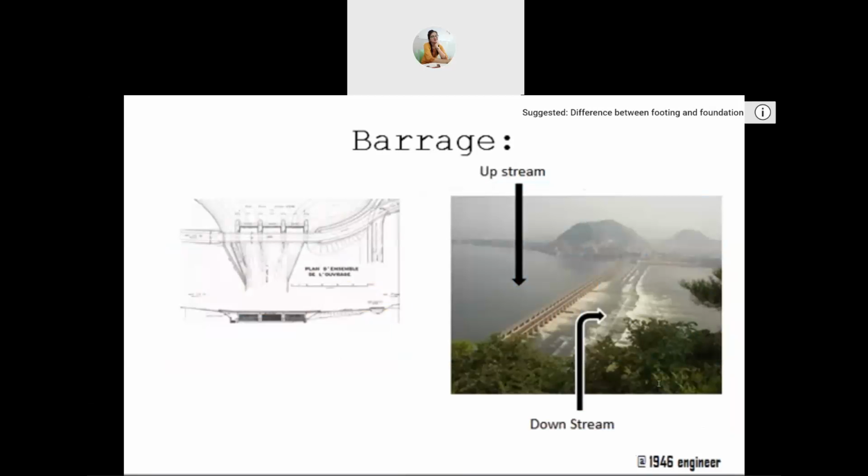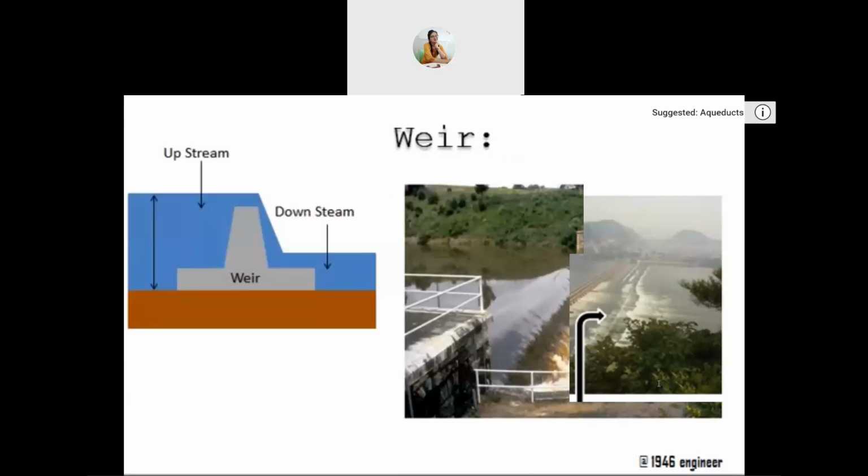Coming to barrage. Barrage is also a water storage structure which stores up the water up to a few feet height, mainly because of the gates, not because of the structure. And the major purpose of the barrage is to divert the water for irrigation purposes. Coming to weir.